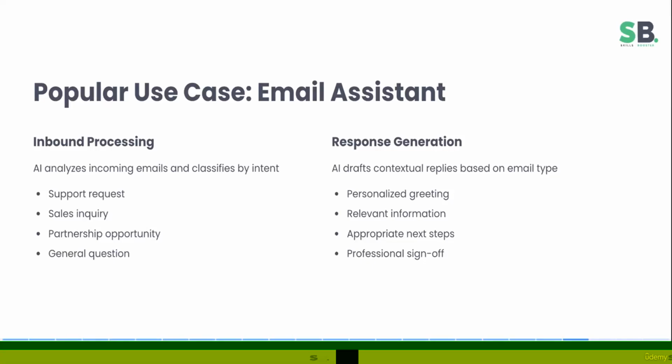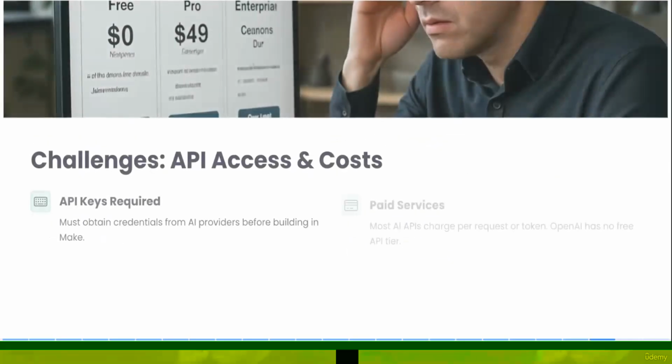Another popular use case is email assistant. Inbound processing: AI analyzes incoming emails and classifies by intent. Support requests, sales inquiry, partnership opportunity, general questions. And response generation: AI drafts contextual replies based on email type. Personalized greeting, relevant information, appropriate next steps, and professional sign-off.